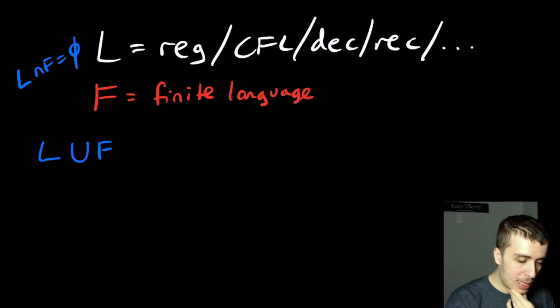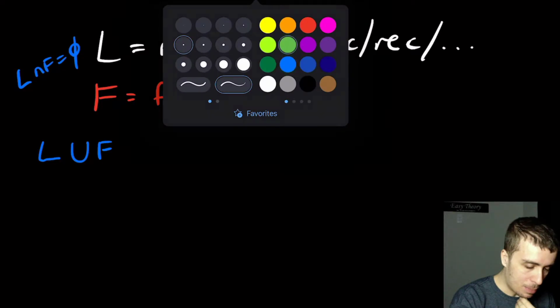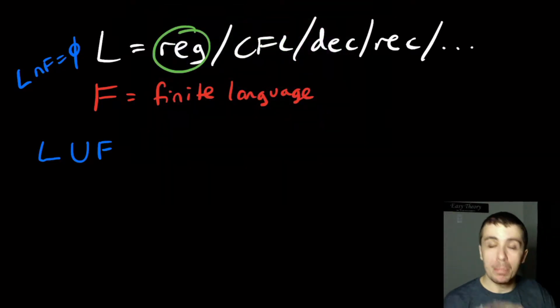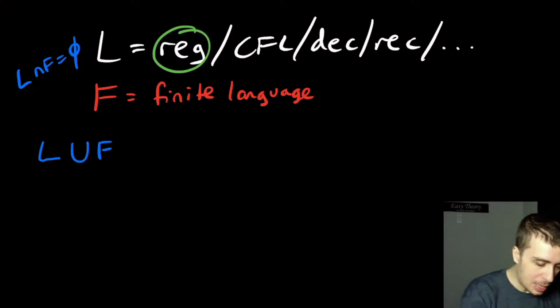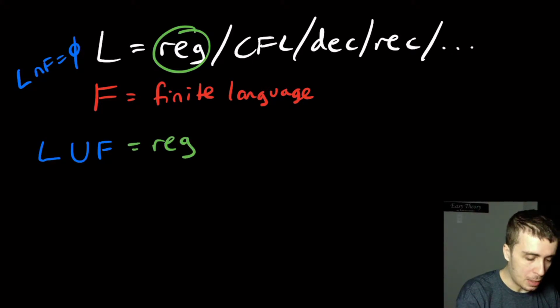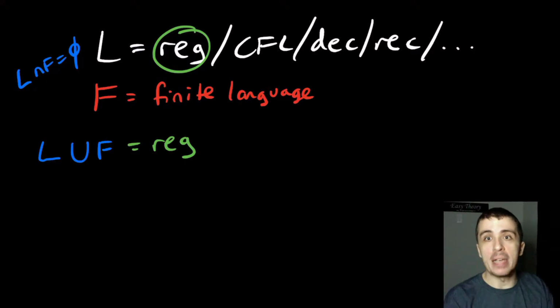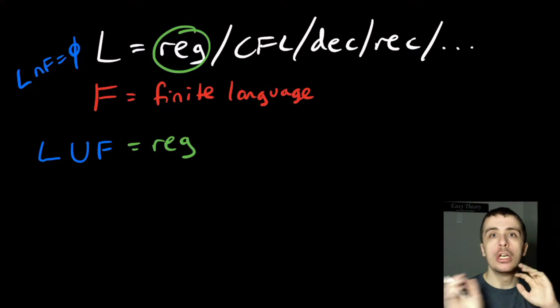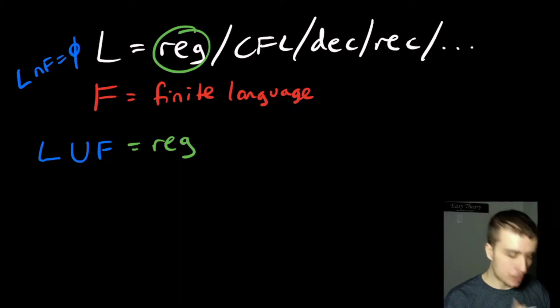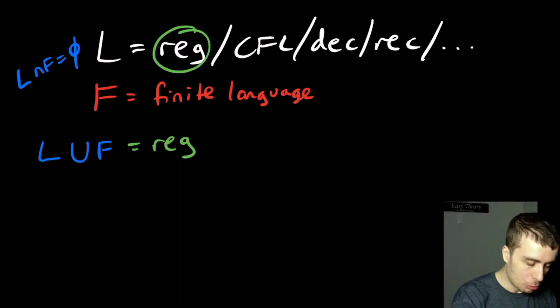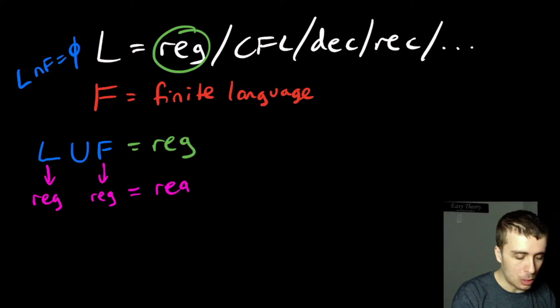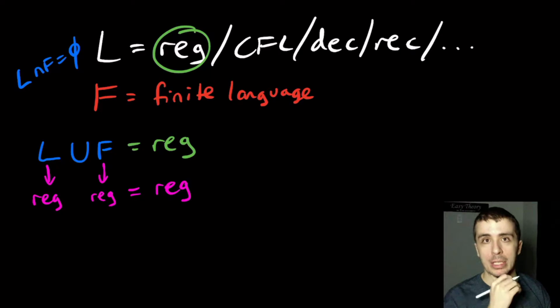So what we can actually show, and I'm going to look at in particular when L is regular, but this generalizes to all the other classes, is that L union F here is also regular. So if I add a finite number of strings to a regular language, you will still have a regular language. Well, this one's actually pretty easy to show because if F is finite, F is regular. And if L is regular, by assumption, then by closure under union, we get the regular language at the end.